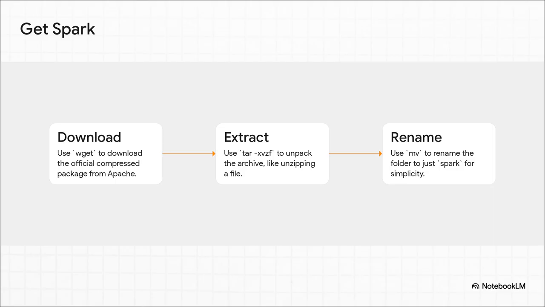We use wget to grab the official compressed file from Apache. Then we use tar to unpack that archive, kind of like unzipping a file. And finally, we use mv to just rename the long, complicated folder name to something simple and clean, like Spark.